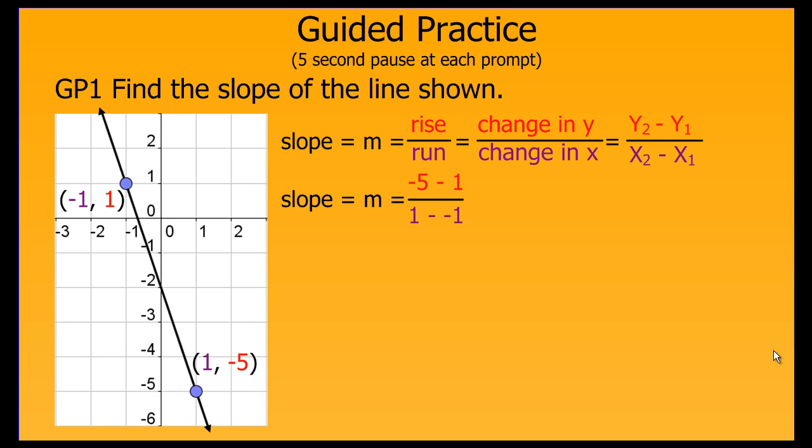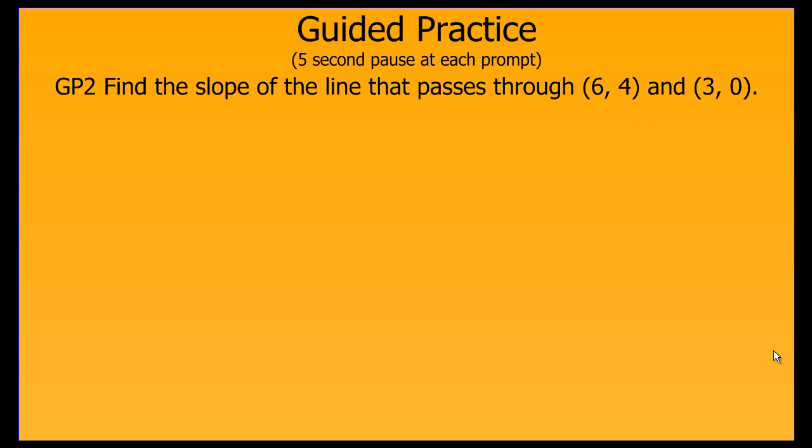What do we do next? Now we simplify, which gives us a slope of -3. Are we finished? Yes, the problem asked us to find the slope and we did, so we're finished. Let's try another example. What are we trying to do here?